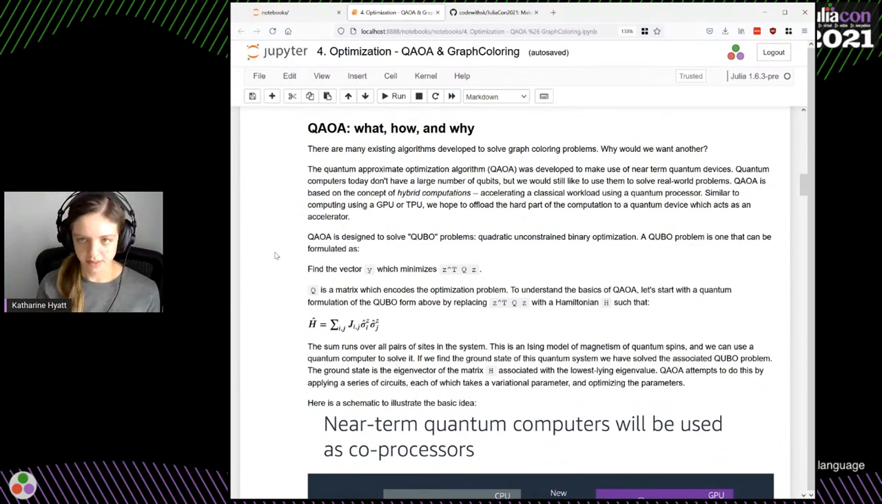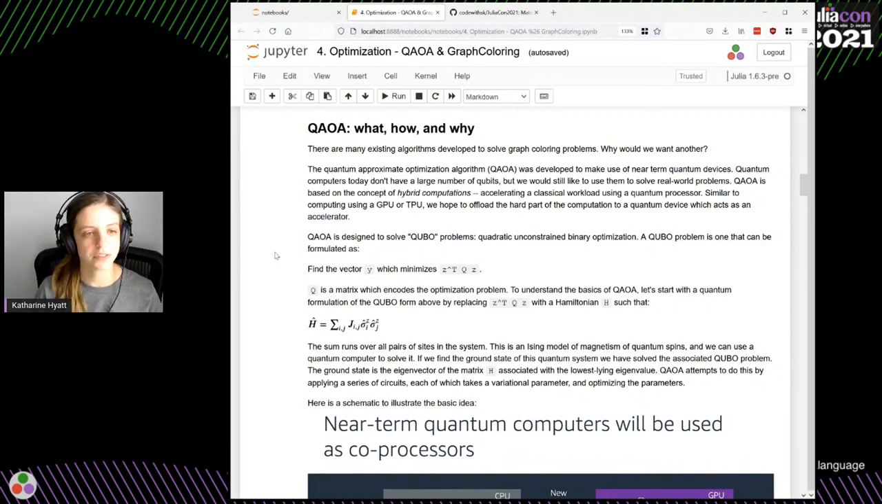So I'm going to introduce here the quantum approximate optimization algorithm, also known as QAOA, which was developed to make use of near-term quantum devices. If you've been following the news about quantum computing, you know that there are many different companies developing quantum devices that they would like to allow other people to use for a fee to solve various problems.